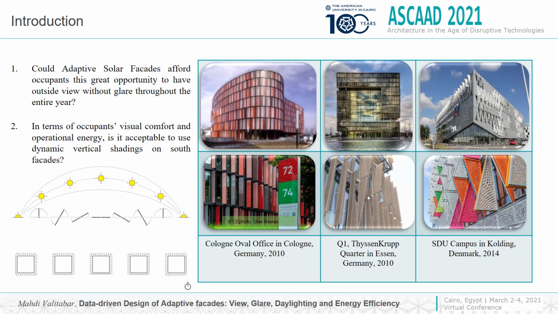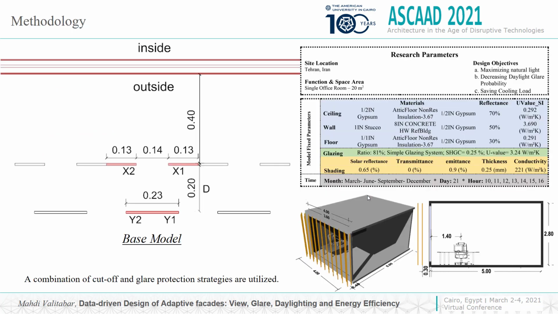It was surprising for me because we usually consider vertical shadings for east and west facades. Furthermore, the vast majority of adaptive facades usually restrict occupants' view connection to outside. These 2 points have inspired me to conduct this research.